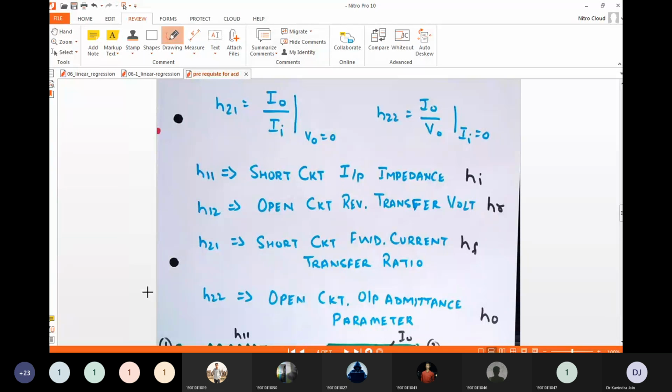Now, please all of you listen very, very carefully. We have three basic configurations, that is CE, CB, and CC. If we talk about any one of the configurations, for example, I'm talking about the CE configuration.